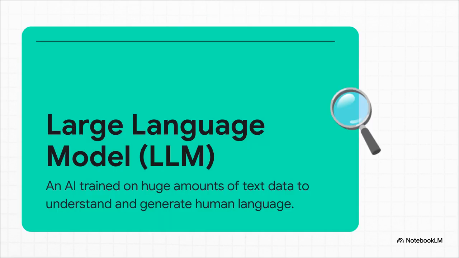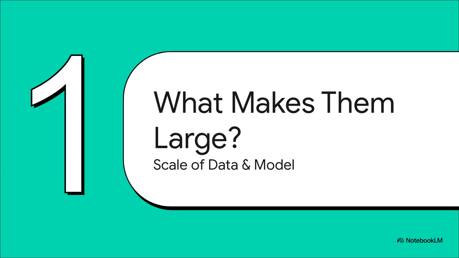Okay, so at its most basic level, an LLM is a type of AI that's been given one huge mission: get really, really good at language. I mean, we're talking about an AI that can read, write, and even chat in a way that feels incredibly human. And it can do all this for one reason: it's been trained on just an insane amount of text data.